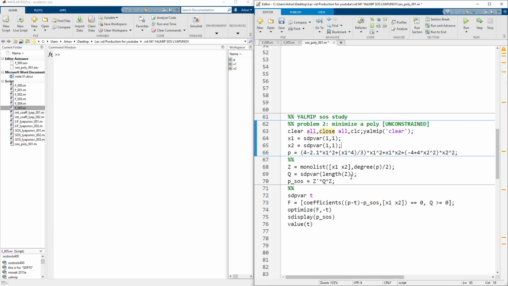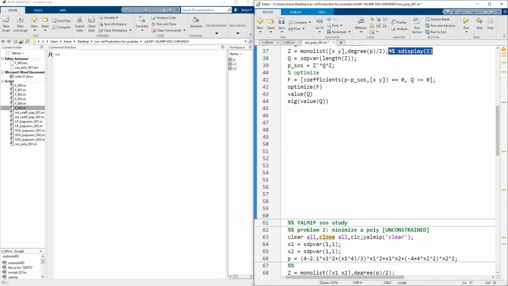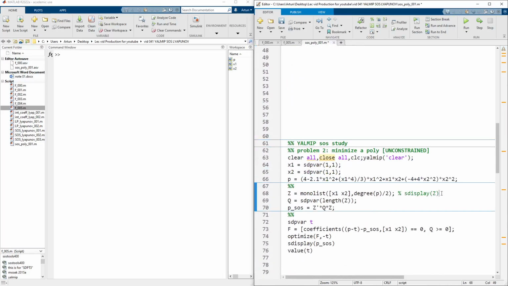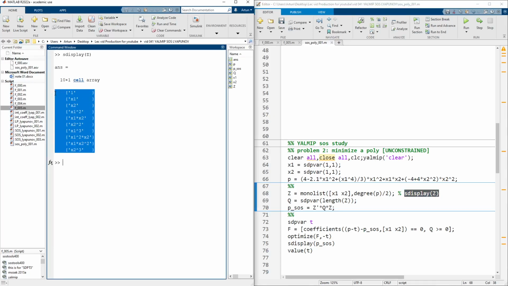All right, again we are constructing our monomial vector, monomial terms. Maybe we can run this section, and then we can look at the monomial vectors. Here we can see degree over 2, right? Okay, why degree over 2?